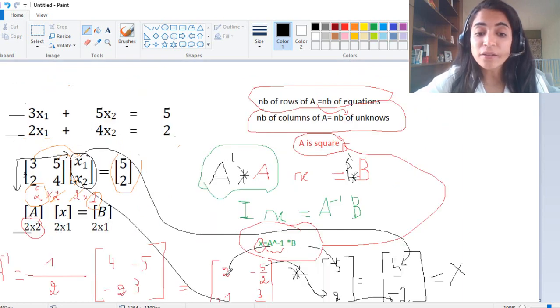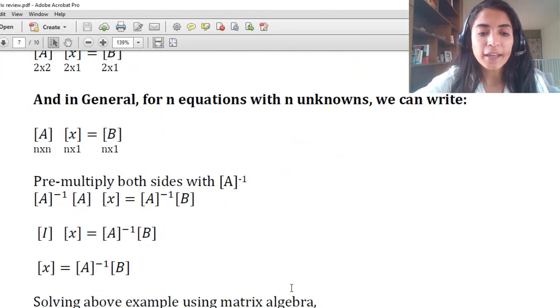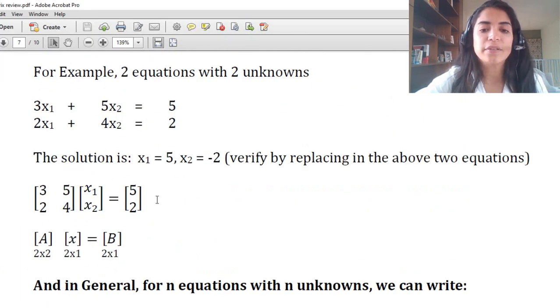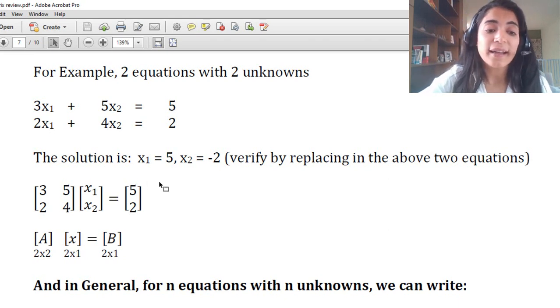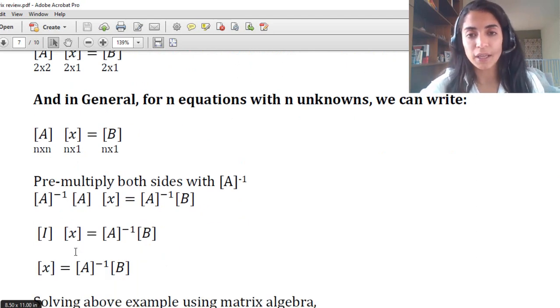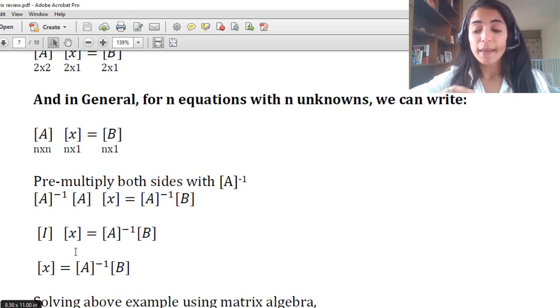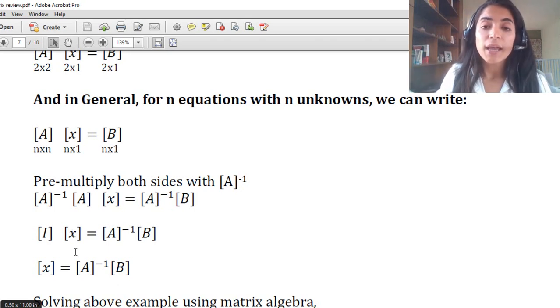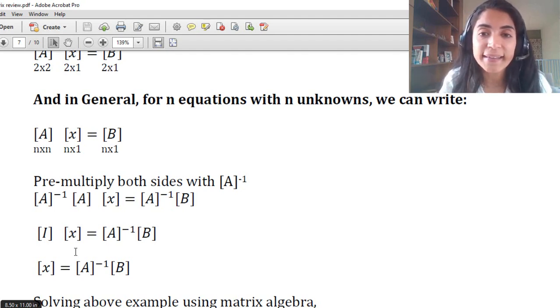And remember, these are the values that we found by hand by multiplying the second equation by minus 3 over 2 and doing the sum. And this means, guys, that I can find X by only finding the inverse of A and multiplying it by B. And this is a general rule. So this general rule could be also applied for any size matrix as long as A is a square.